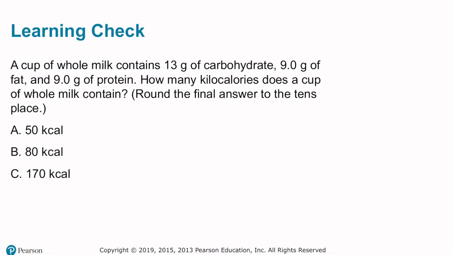Let's have a learning check. A cup of whole milk contains 13 grams of carbohydrates, 9 grams of fat, and 9 grams of protein. How many kcals does a cup of whole milk contain? Let's calculate that.